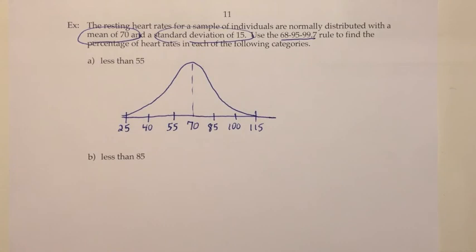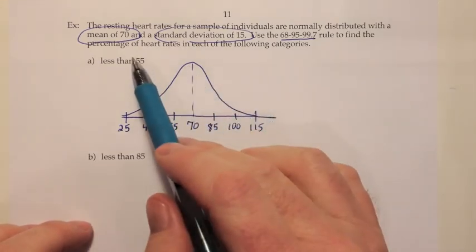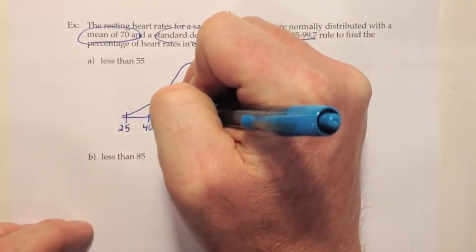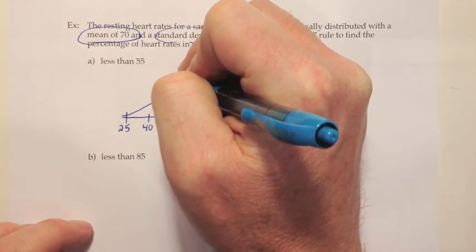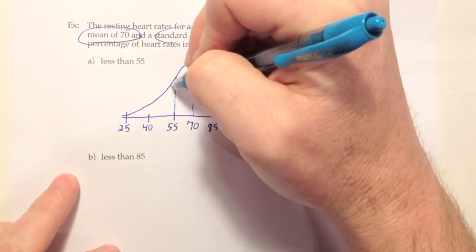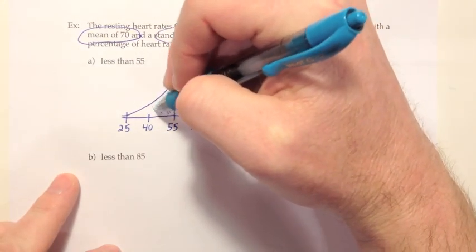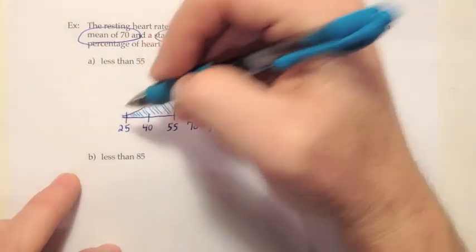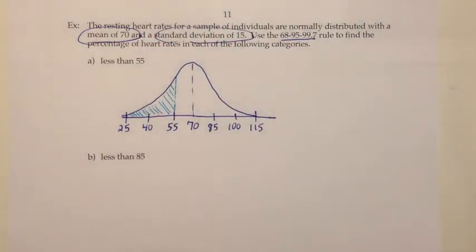And now that I've got that labeled, I want to think about their question. And what are they asking us? What percentage of the heart rates are less than 55? So I'm going to draw a line at 55, and then I'm going to shade the part of this curve that is less than 55. And I can try and use the empirical rule to think about what that would be.